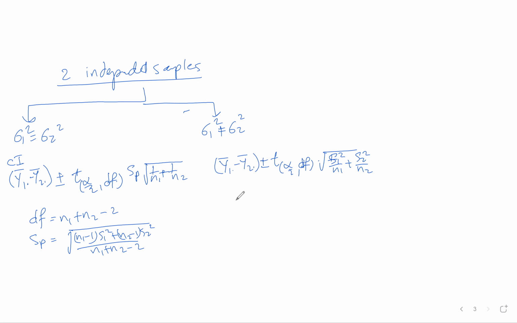So what is the degree of freedom in this case? If you assume sigma 1 squared doesn't equal sigma 2 squared, it is not n1 plus n2 minus 2. It is a very big formula: s1 squared divided by n1 plus s2 squared divided by n2, all squared, divided by 1 divided by n1 minus 1 times s1 squared divided by n1 all squared, plus 1 divided by n2 minus 1 times s2 squared divided by n2 all squared.